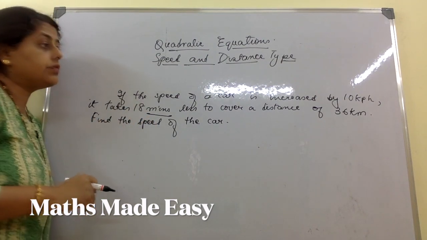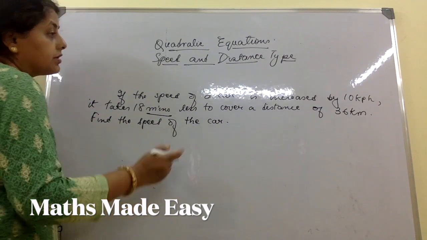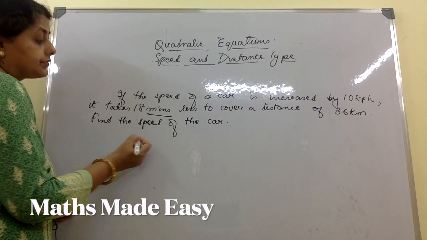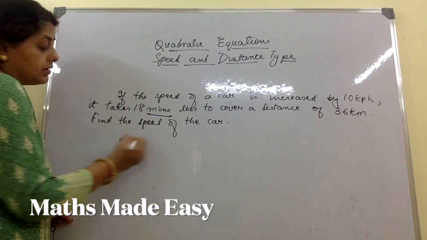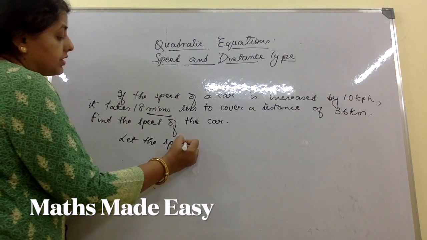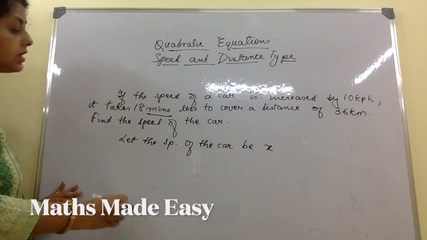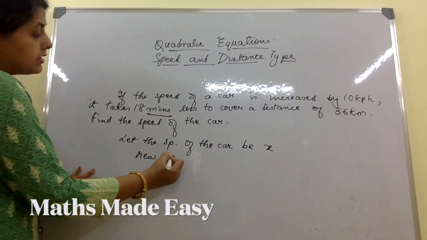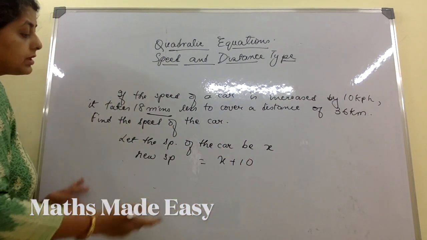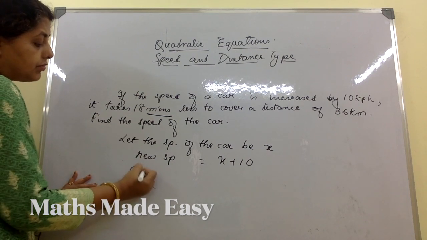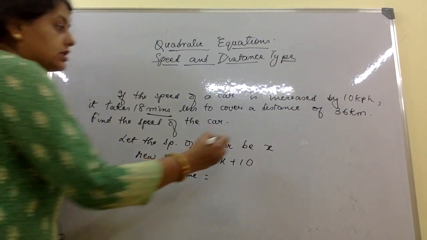Now the speed of the car is increased by 10 kilometers per hour. So let the original speed of the car be x kilometers per hour. The new speed is x plus 10. Don't waste too much time writing statements. Now what is the original time taken to cover that distance? Remember, the distance is not changing.